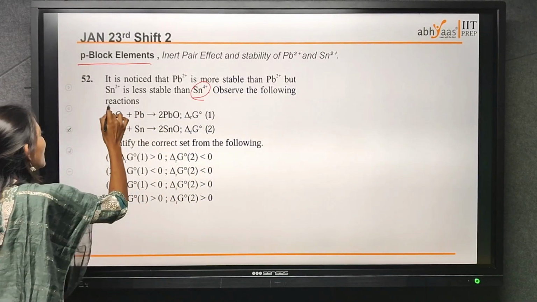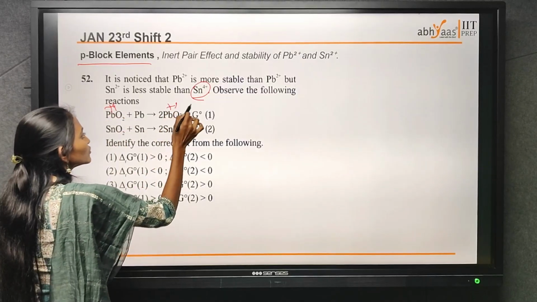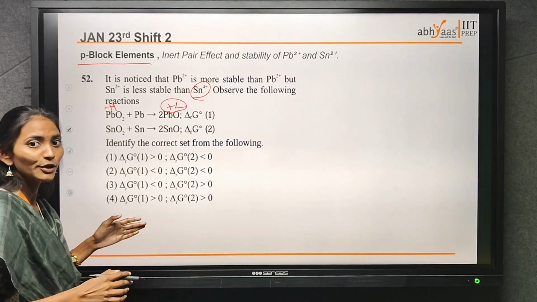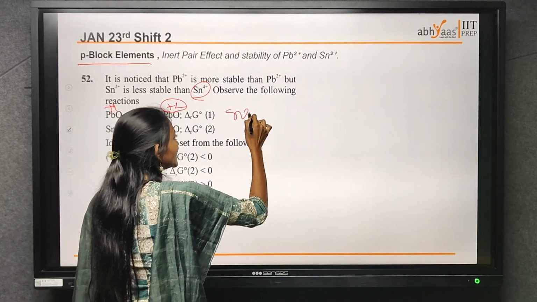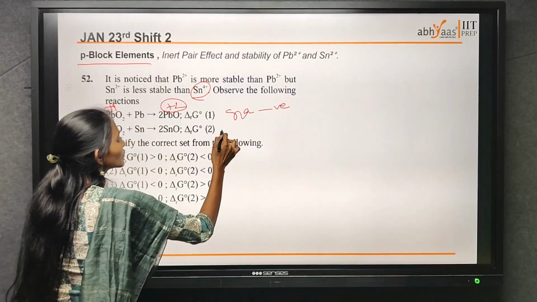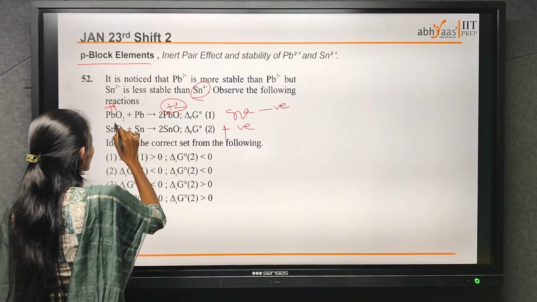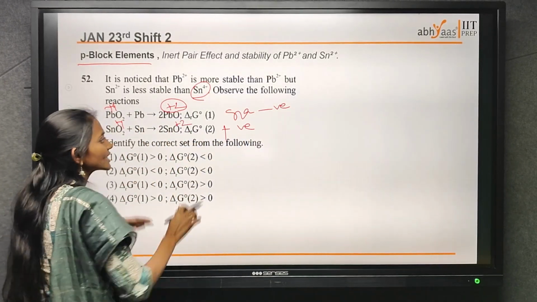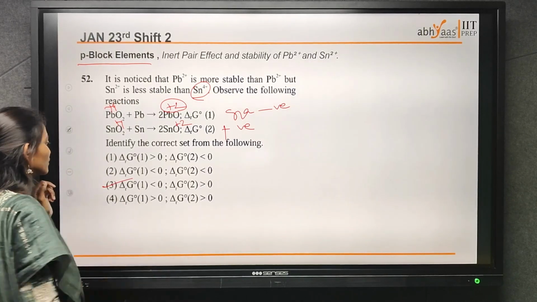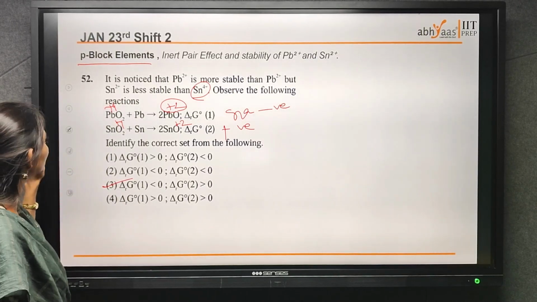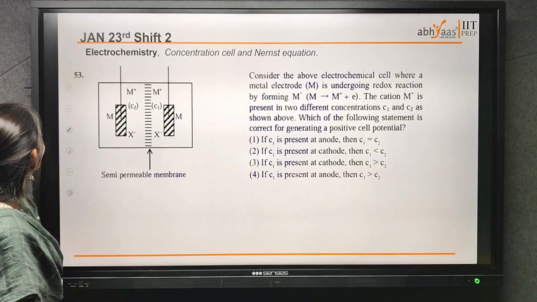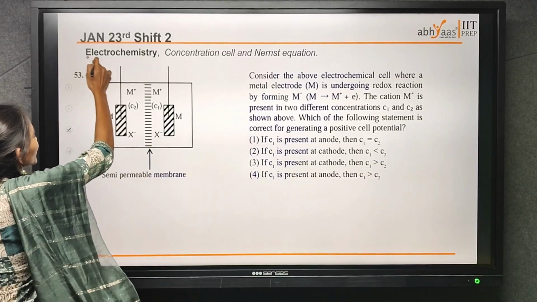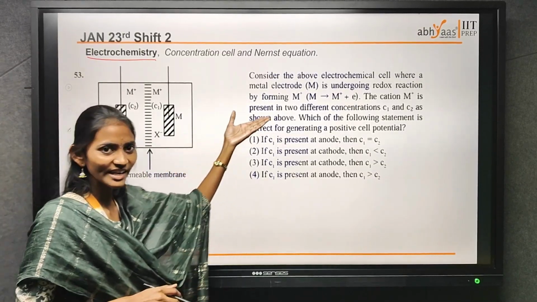See here, we are having +4 converted into +2. That means this is more stable. Due to what is the reason here? Spontaneous, which is negative. Here also it follows the same, but it is positive. +4 to +2. Hence the correct option will be 3. So that is not a very tricky question. It is a moderate one. So this question was asked from electrochemistry, where the concentration we are applying the Nernst equation.